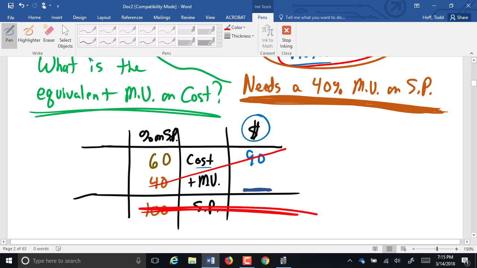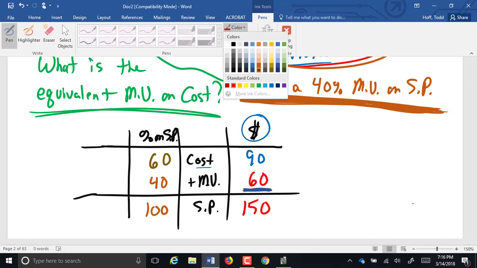Well, we're cutting this out for now, right? We're not looking at that. This is going to be what, 60? $60. So we're going to find the selling price down here to be 150, right? Just the 90 plus 60.